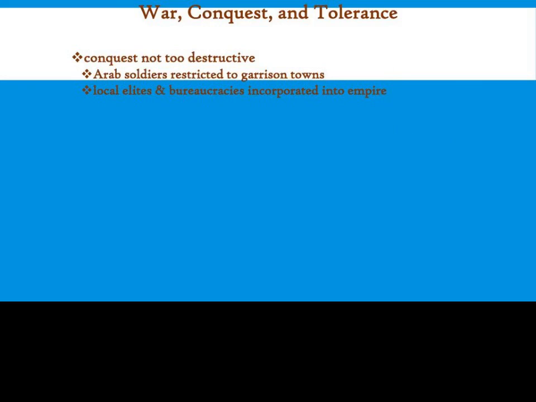Their conquest was actually not too destructive. Arab soldiers were restricted to garrison towns, military towns. The local elites and bureaucracies were often incorporated into the empire as opposed to annihilated.